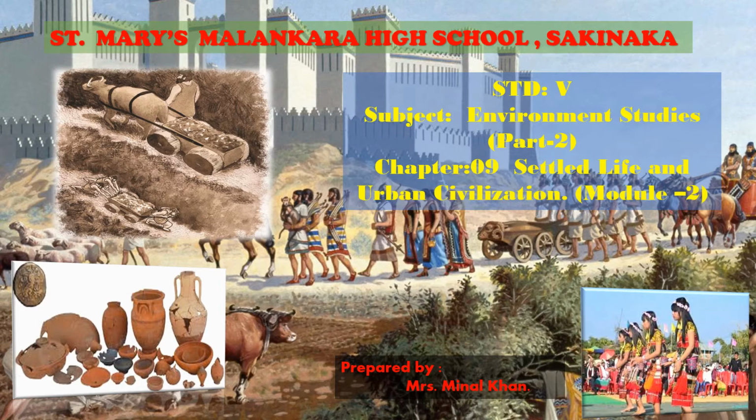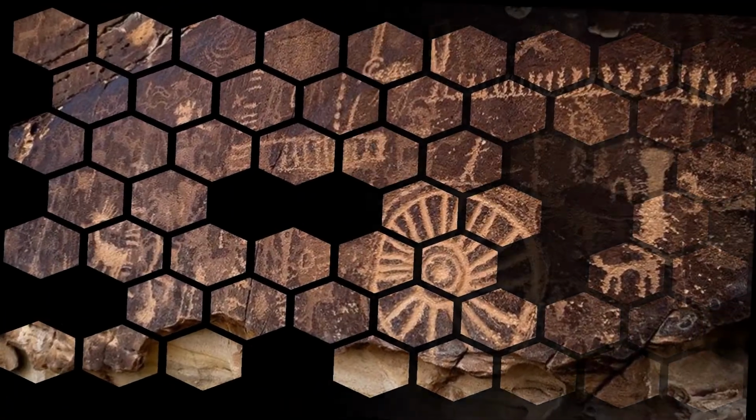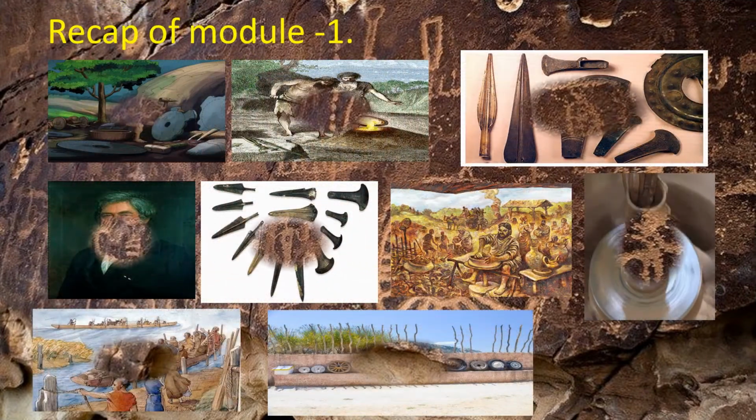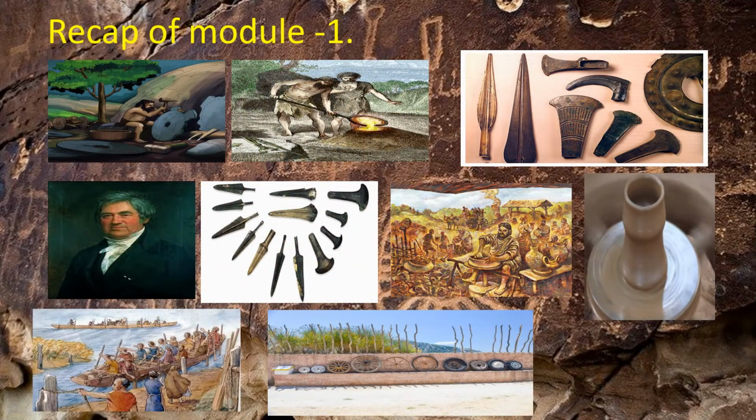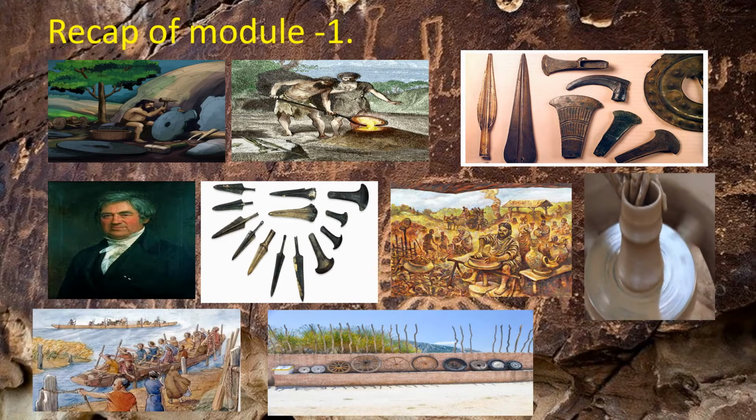In Module 1 we learned about metals and how metal was found, and also about trade and settled life. So, before moving to our Module 2, let's do a brief recap of our Module 1, Settled Life and Urban Civilization.